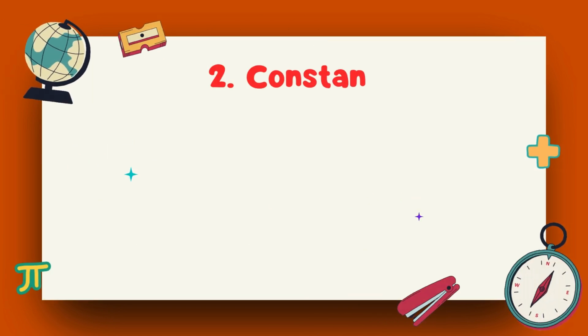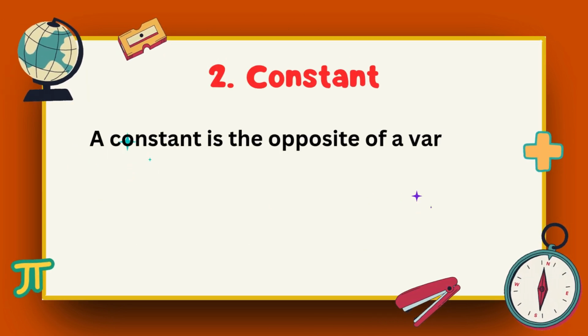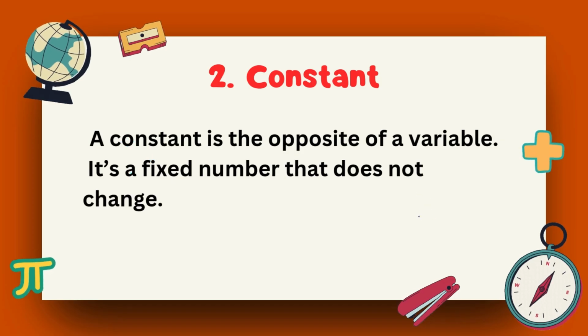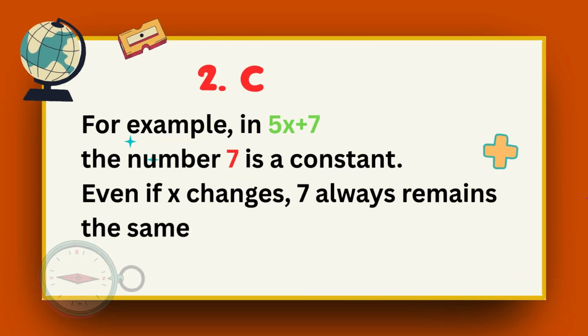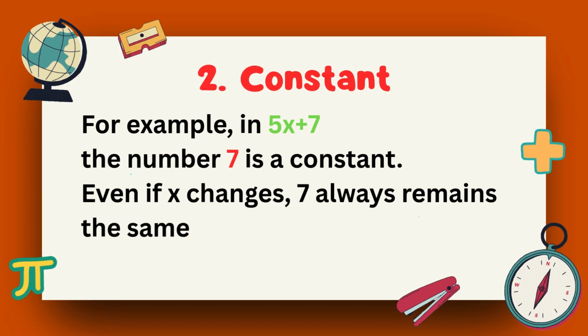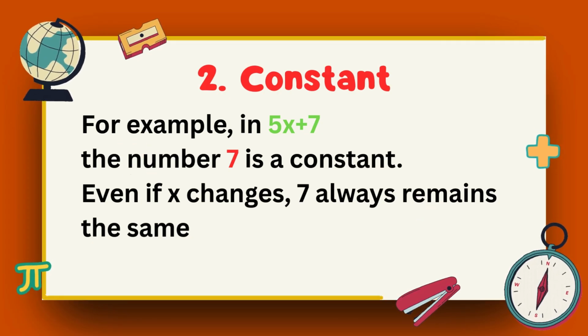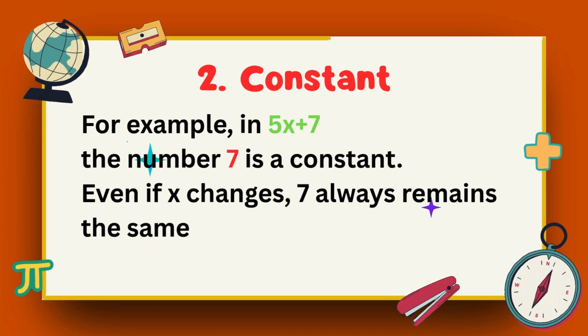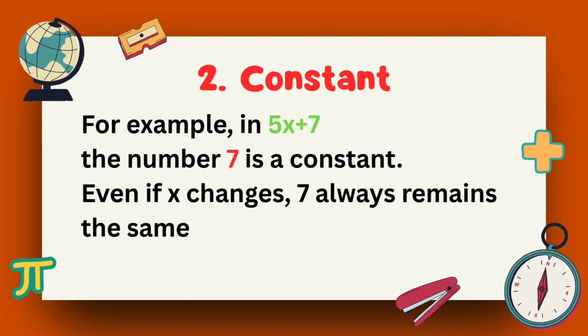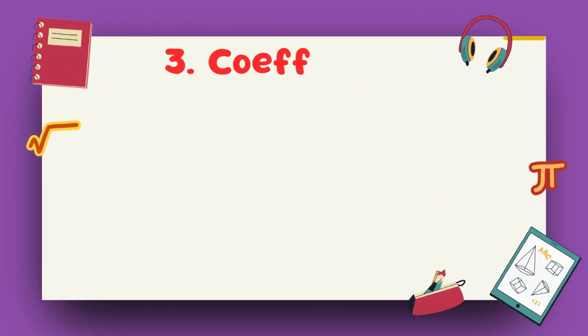And the next one is constant. A constant is the opposite of a variable. It is a fixed number that doesn't change. For example, in the equation 5x plus 7, the number 7 is a constant. Even if x changes, 7 always remains the same. And the third one is coefficient.